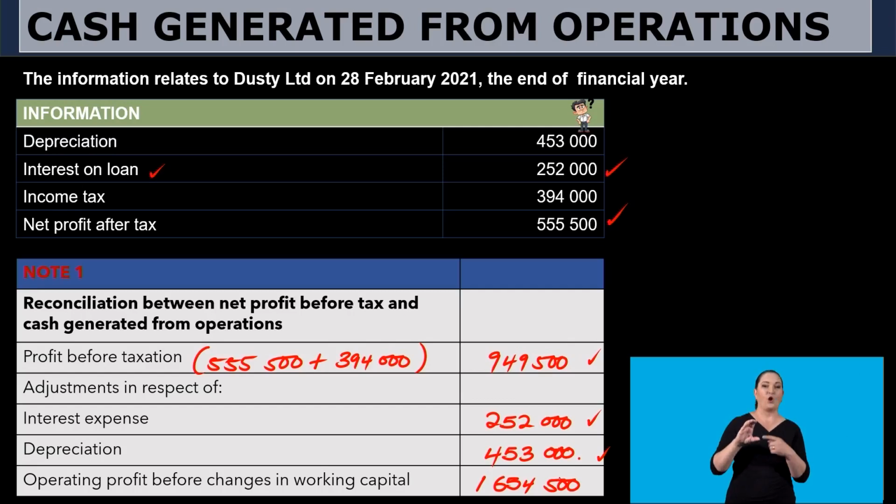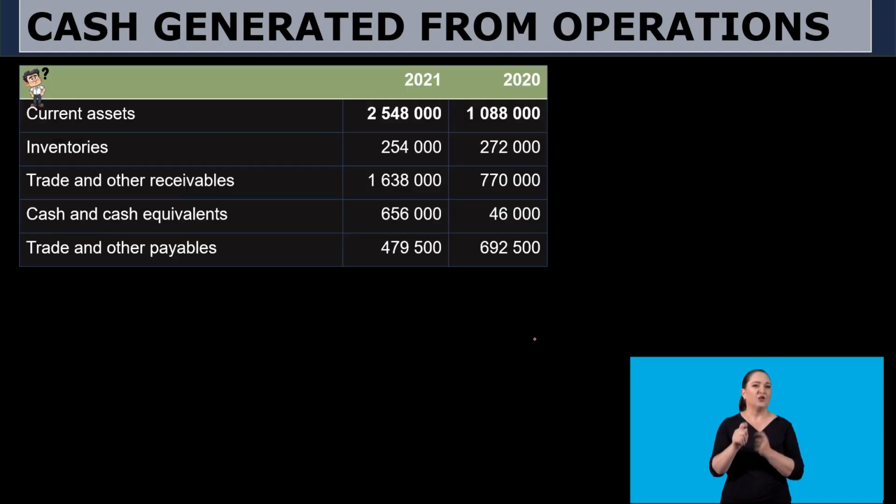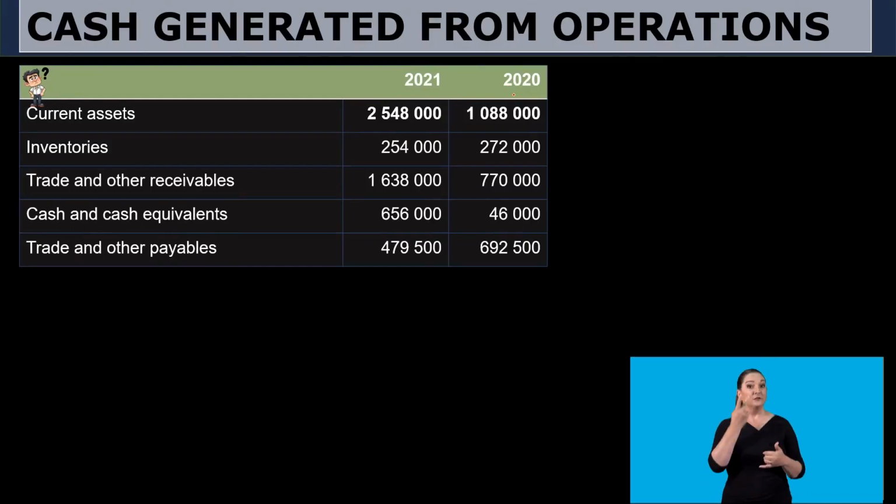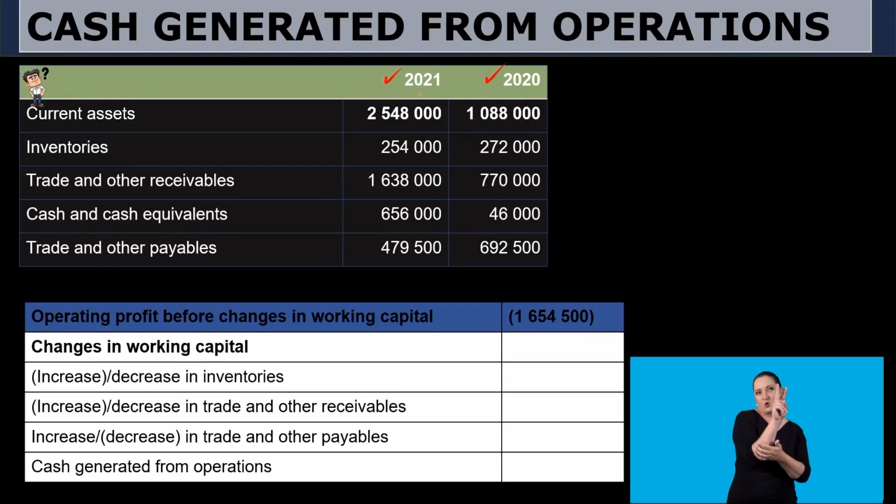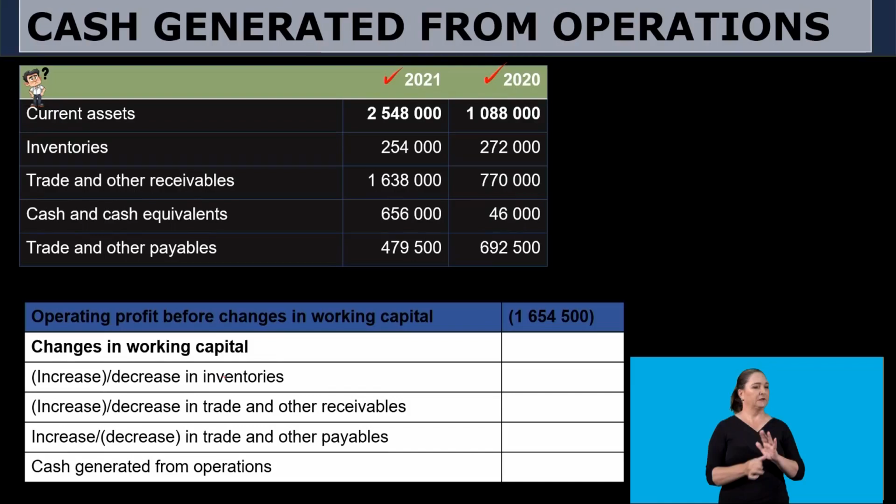That means the next part we're going to go now is the changes in working capital. Let's quickly go and look at the changes in working capital. Now that we've calculated our profit before changes in working capital, we're going to do the changes in working capital. When we do that, you have to look at your information. We're given information for the year 2020 and the year 2021. And format is very, very important. You have to know your format. The first thing that we're going to start with is the changes in inventories.